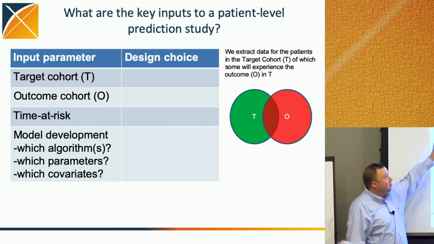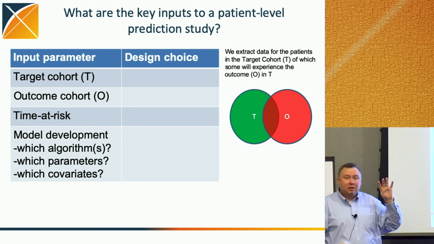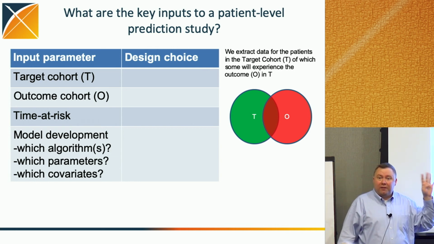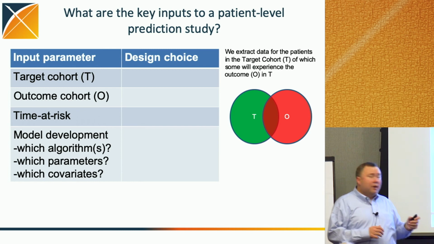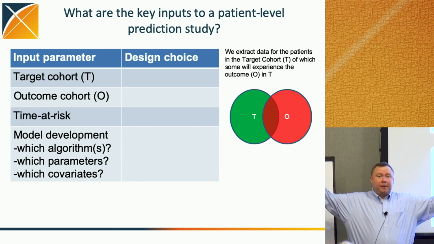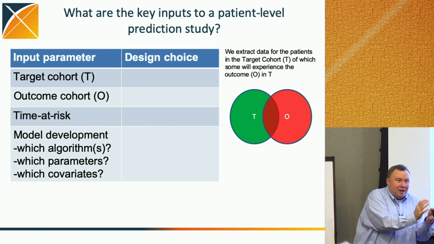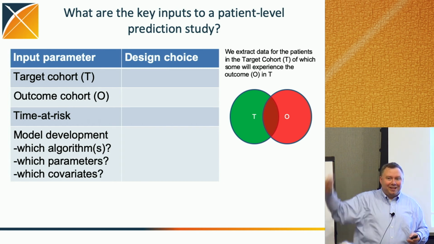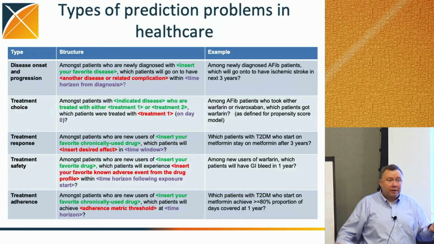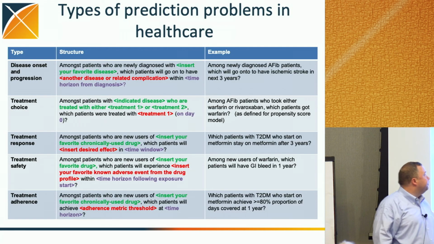If you can fill in these 4 inputs, you can define, evaluate and produce a reliable prediction model. Effectively, the task is that you've got a bunch of people who are at risk. Some subset of those people have an outcome, and what we're trying to do is predict which people get the outcome and which people don't. That's the task of all prediction problems.